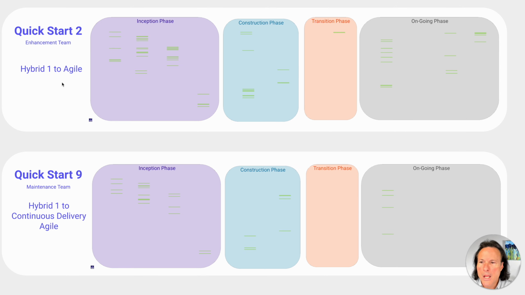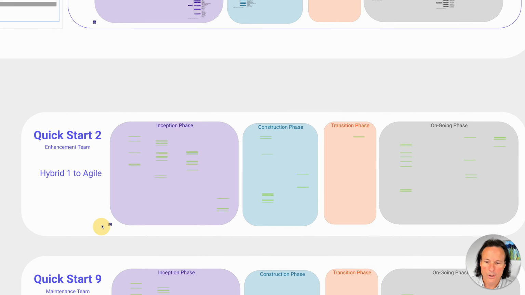What we have is these quick starts, and I've just got two of them that I thought I would show in this example. The first one is one that I'm going to bring focus to, which is our hybrid to Agile. And another one is if we were looking at a team that was in sort of a hybrid space and they wanted to move to continuous delivery Agile, this might be a maintenance team. And you can see just from the green boxes that are here, there are obviously more up here for an enhancement team versus a team that might be doing maintenance work.